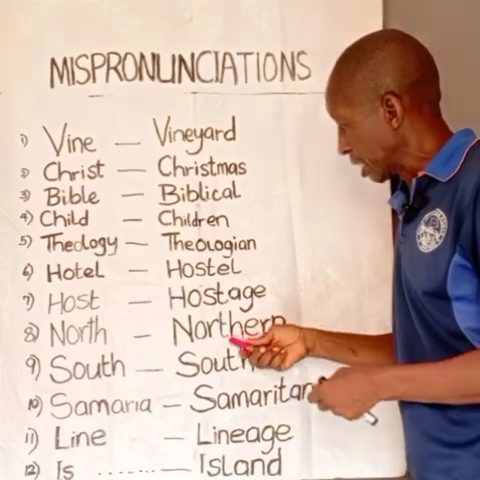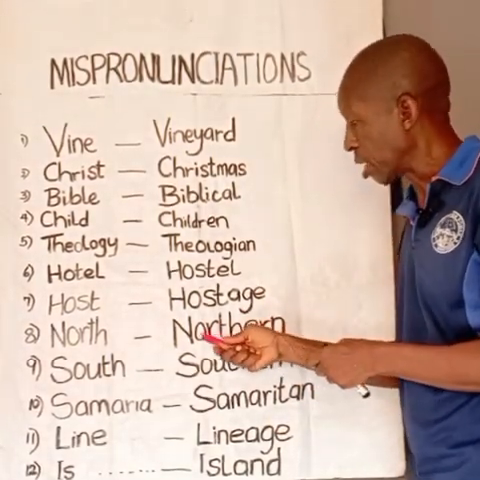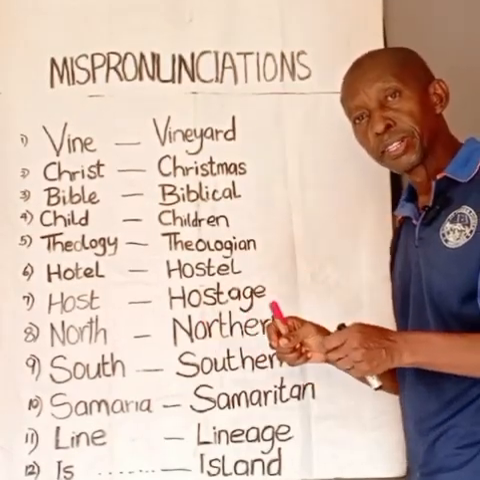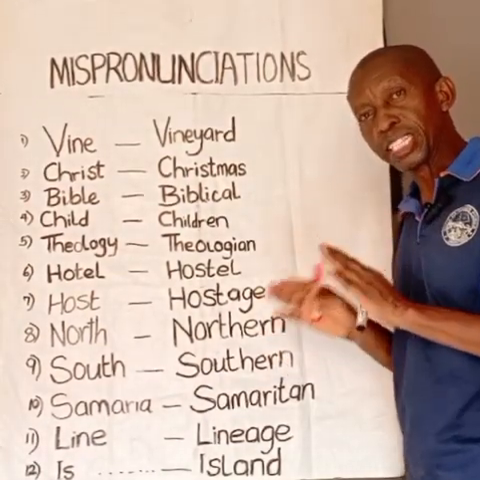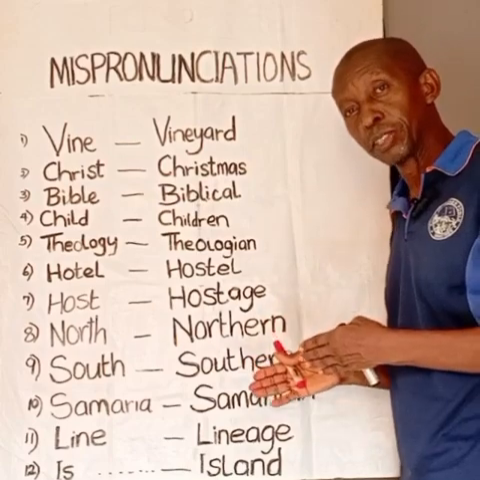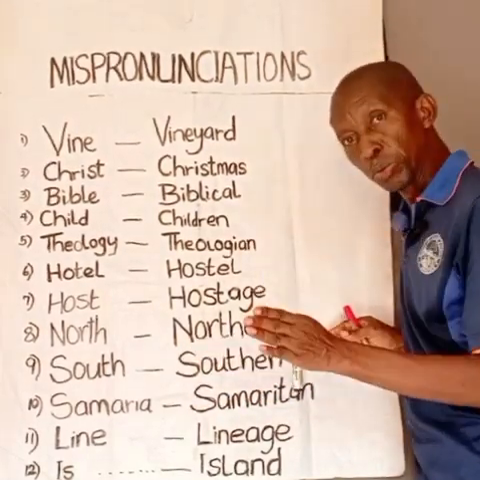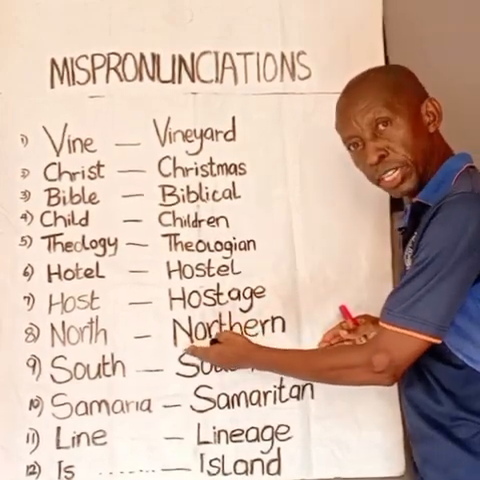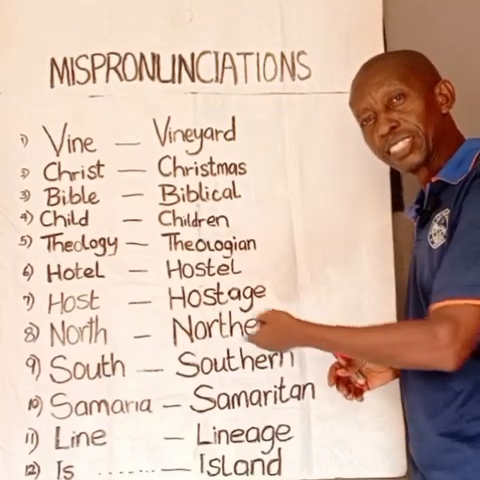This is like when you are saying no, no. Then the ER is totally silent. It is not a part of the pronunciation. You leave it out when you are saying the word. Slowly we say no, no, northern. If you say it together, it's northern.